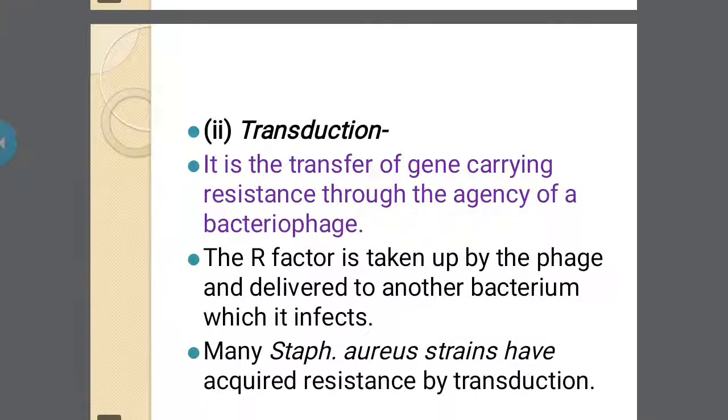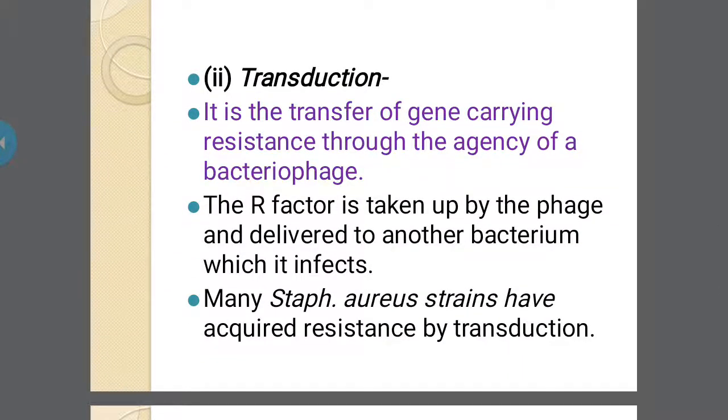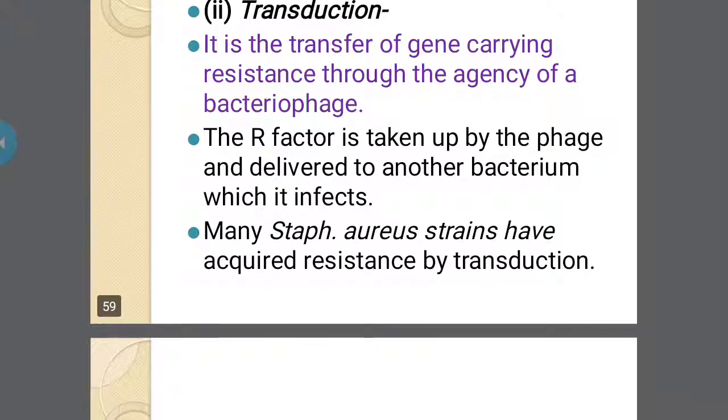Transduction is the transfer of a gene carrying resistance through the agency of a bacteriophage. The R factor is taken up by the phage and delivered. The R factor, meaning resistance factor, is taken up by the phage and delivered to another bacterium which it infects.